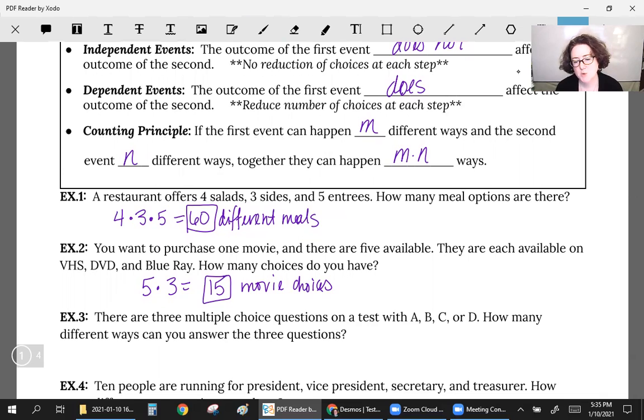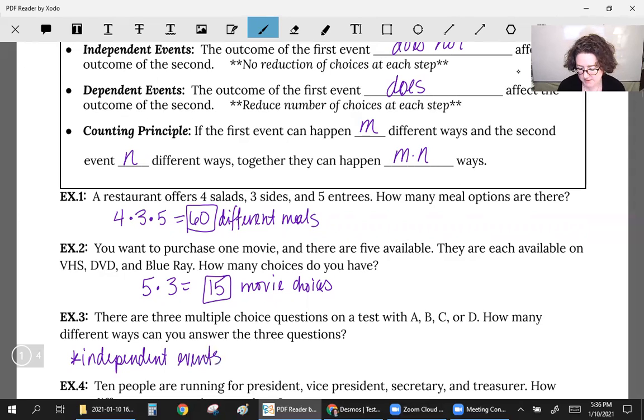So that means on the first question, you have 4 choices. And on the next one, you have 4 choices. And on the next one, you have 4 choices. It's not going to change on each question. So these are technically independent events from each other.